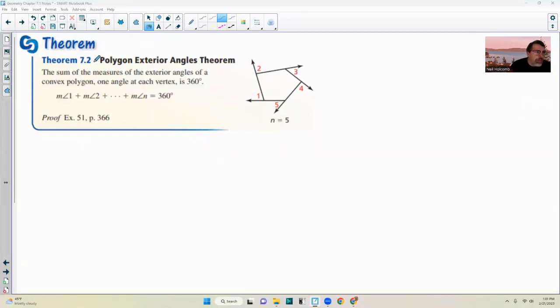Okay, so we have another theorem, 7.2. The Polygon Exterior Angle Theorem says that the sum of the measures of the exterior angles of a convex polygon, one angle at each vertex, is 360 degrees.